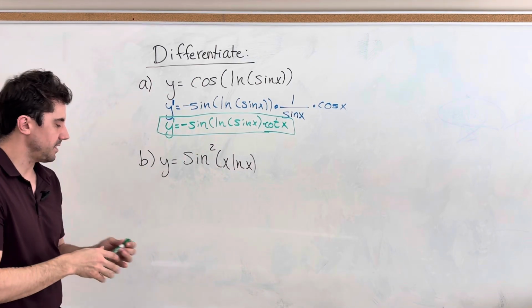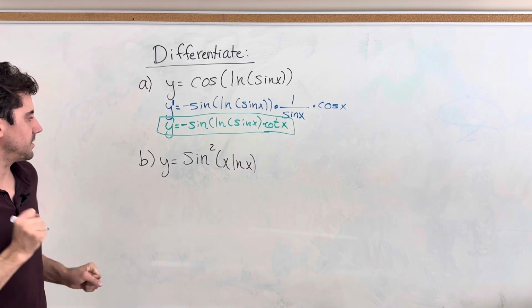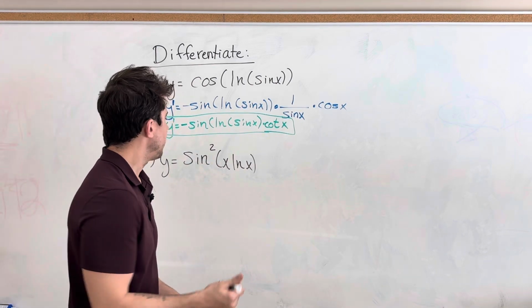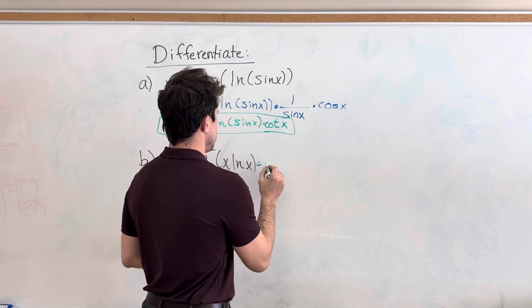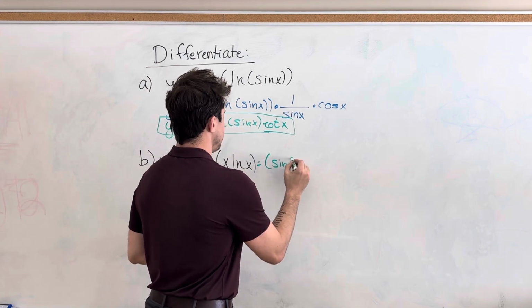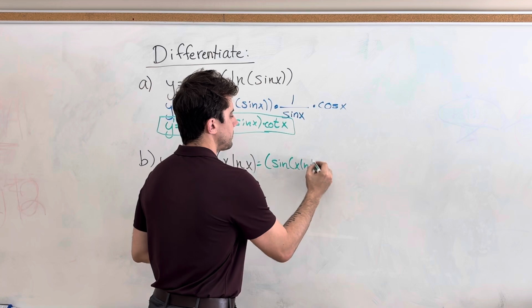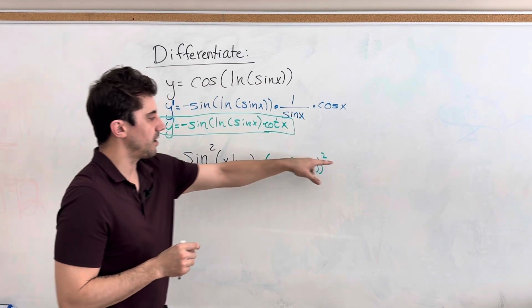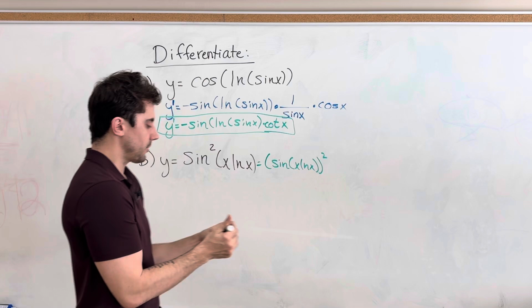Now b, I think, will be a tiny bit more challenging because we have an exponent on the sine. We have sine squared, right? And I'll just remind you that we can write this as the sine of x ln x all squared, just so you can imagine how the power rule within the chain rule kind of applies, okay?